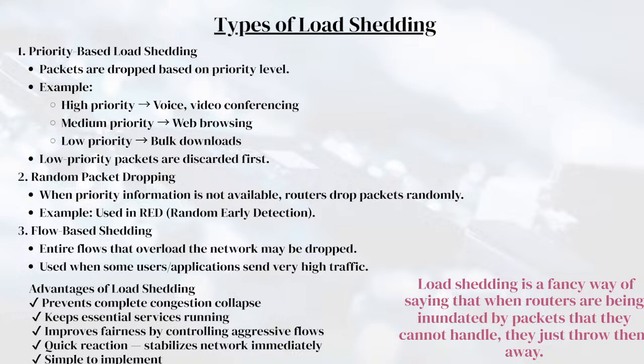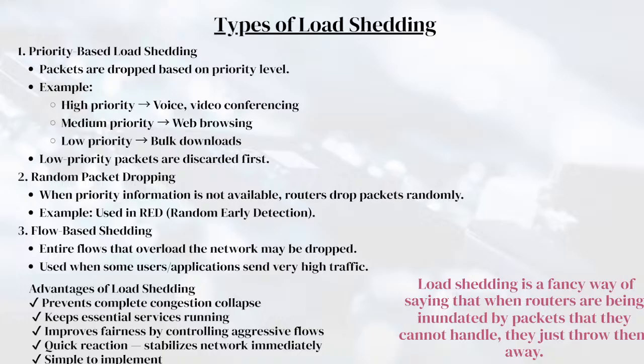So here packets are dropped based on the priority level. So that is priority based. Okay, high priority, low priority, and medium. So the high priority means voice, video conferences. We cannot drop anything from that area. Medium means web browsing. We can skip some information while browsing the information. Bulk download, there obviously it is given low priority. Okay, so the low priority will be discarded first.